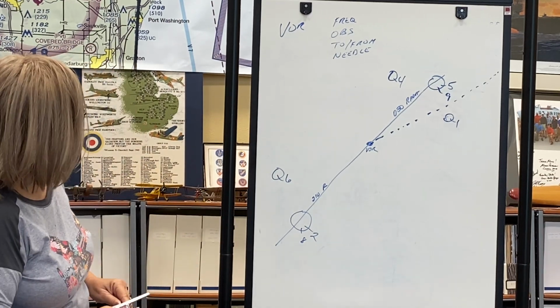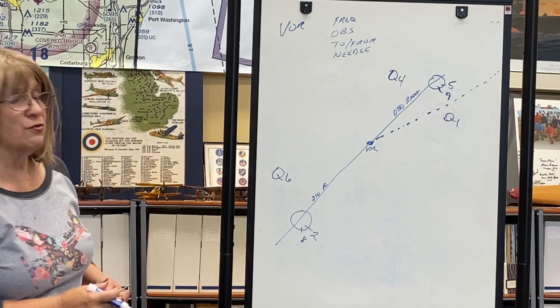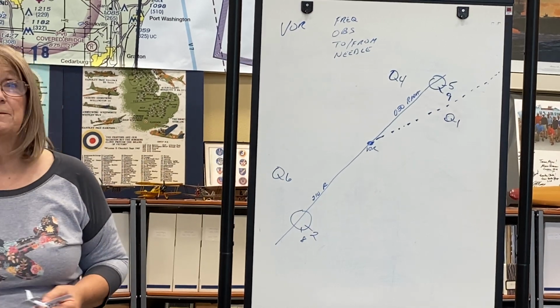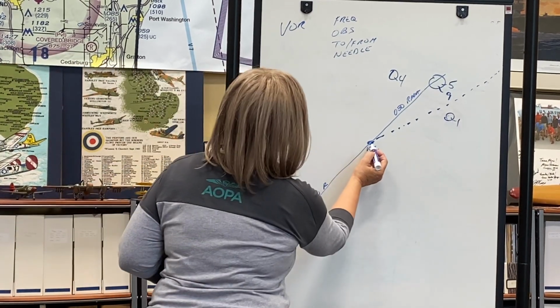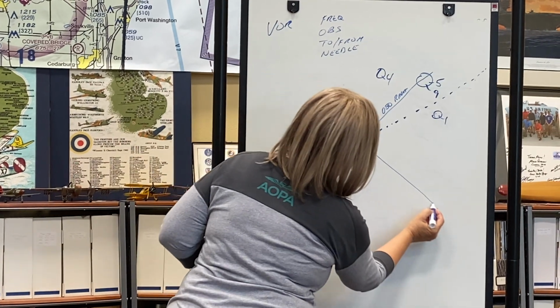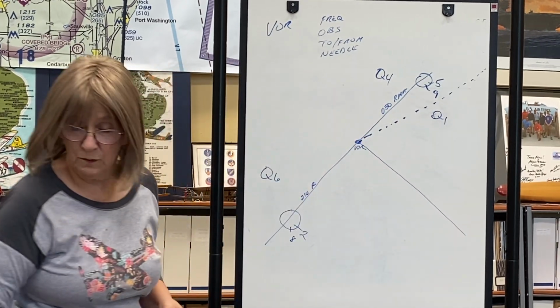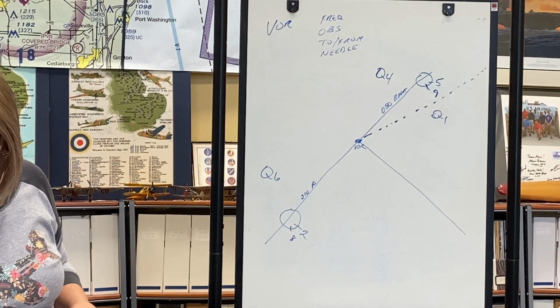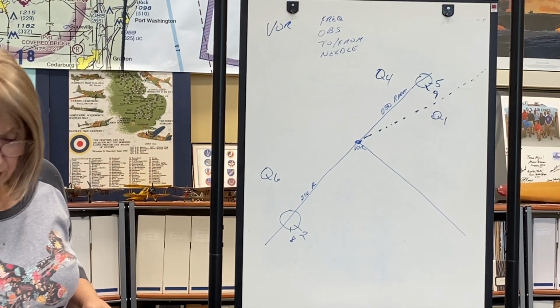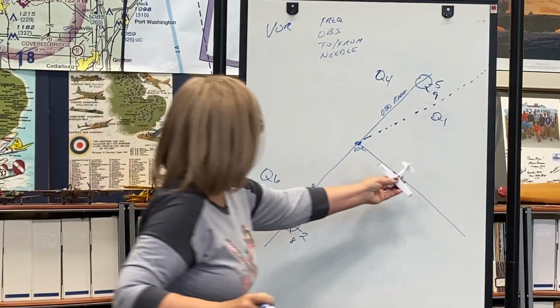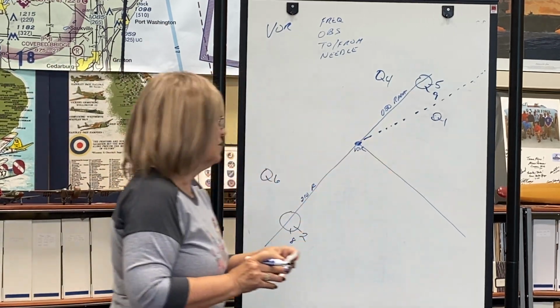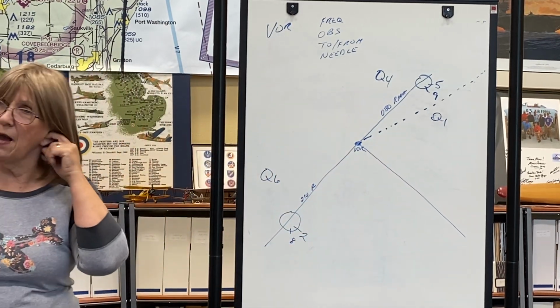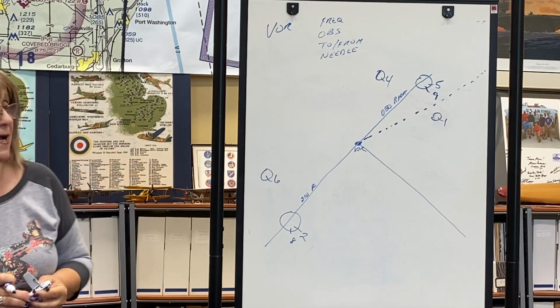So I think 3 and 7 are the ones that are left. These are difficult. 3 and 7 do not have a to/from flag. 3 is saying I'm on a heading of 210, and 7 is saying I'm on a heading of 030. But what happens is I don't have a to/from flag.